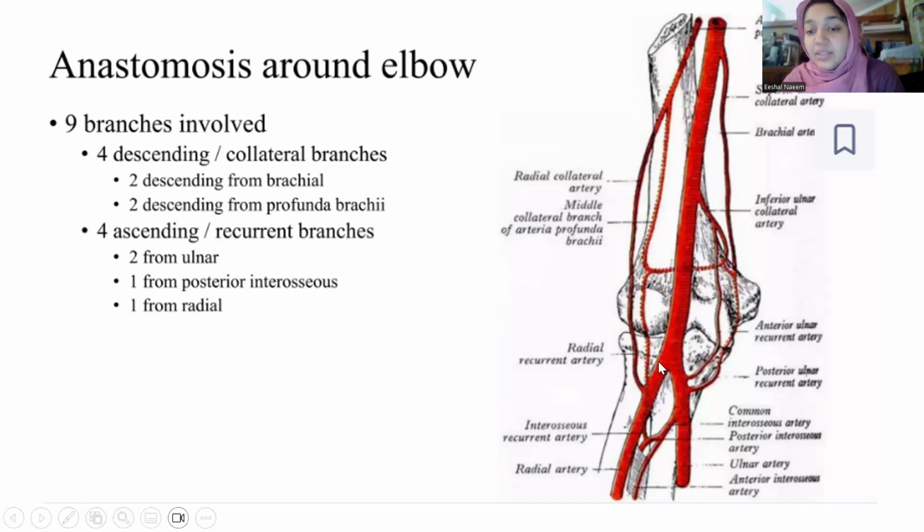Now, the radial artery itself, which was formed after the brachial artery bifurcated at the head of the radius, will give you a radial recurrent artery. This radial recurrent artery goes and anastomoses with the radial collateral artery. Basically, the profunda brachial artery is coming from above, right? And it's giving us two divisions, the radial collateral artery and the middle collateral branch. Okay. Now, they go down, and now we're talking about the radial collateral artery, which is connecting to the recurrent radial artery. The recurrent radial artery is coming off of the radial artery, as you can see here.